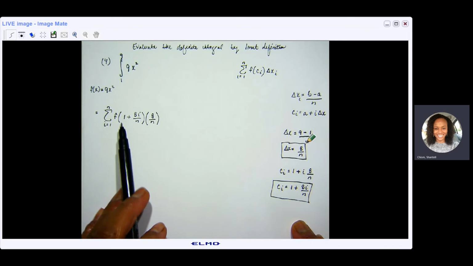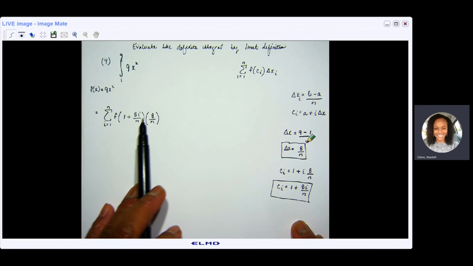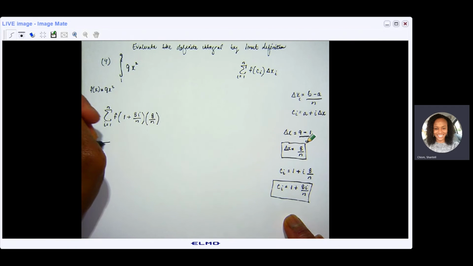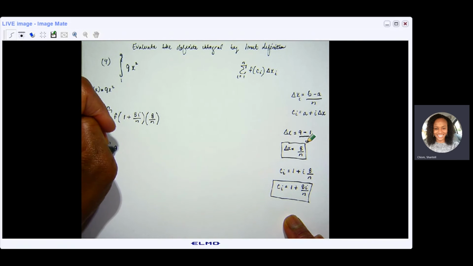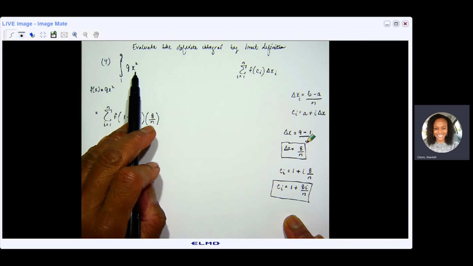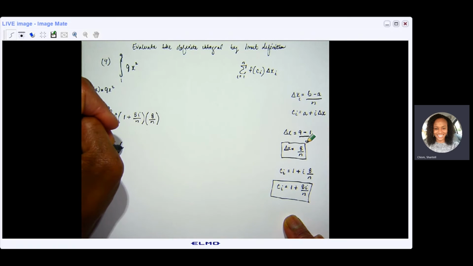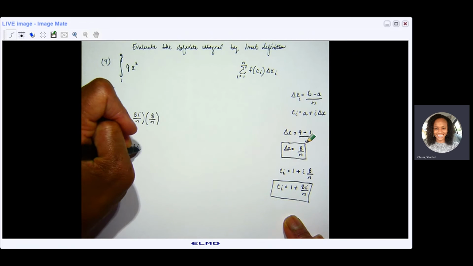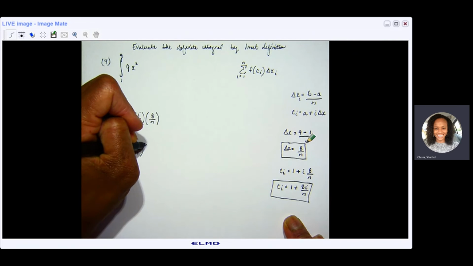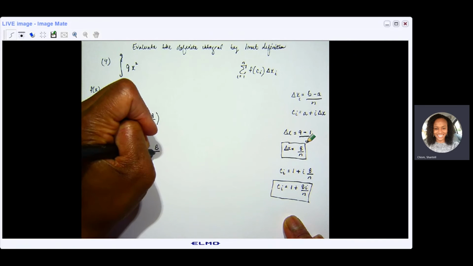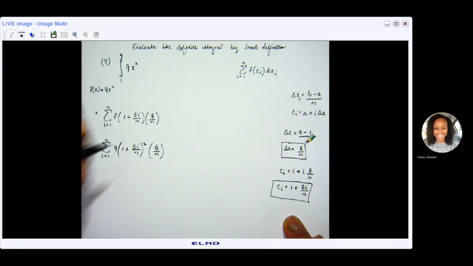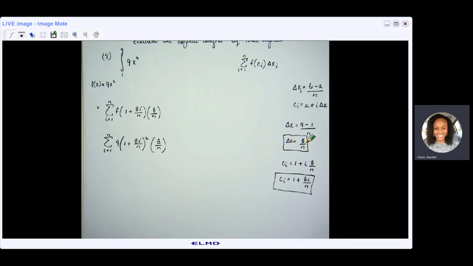So I'm going to take the function, and wherever I see x, I'm replacing it with this. So this would be the sum from 1 to n of 9 parentheses, because it's 9x squared. So 9, the x is getting replaced with this: 1 plus 8i over n, squared, times 8 over n. Okay, so that's what we have right now.